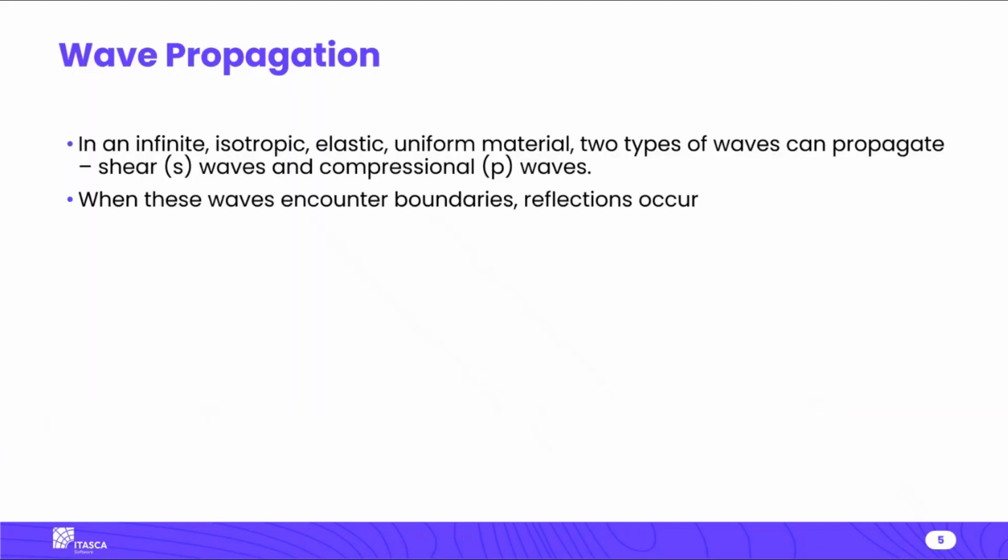So first, wave propagation. In an infinite isotropic elastic uniform material, we have two types of waves: shear waves, also called S waves, and compressional waves, also called P waves. You probably are familiar with this already. Any study of earthquakes will yield a study of P waves and S waves. What makes it interesting, of course, is that when these waves encounter boundaries, you get reflections and sometimes refractions, depending on the contrast at the boundary.